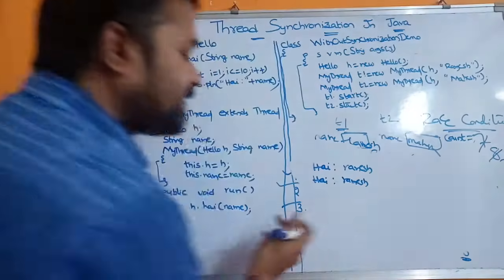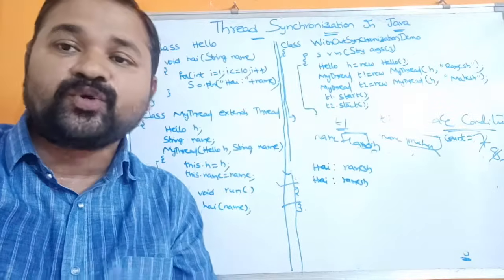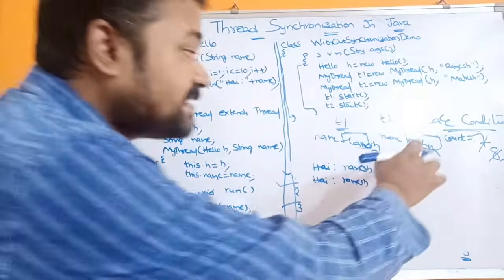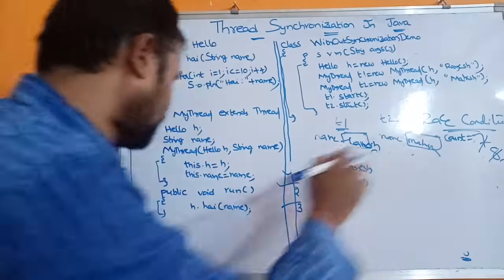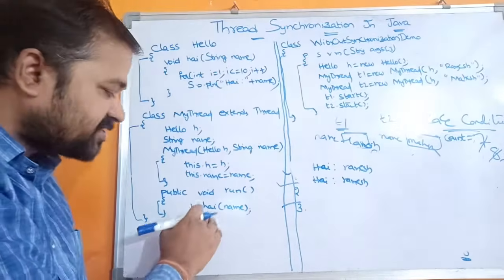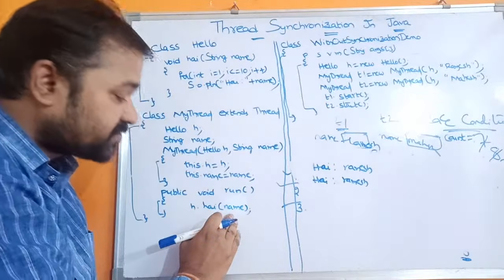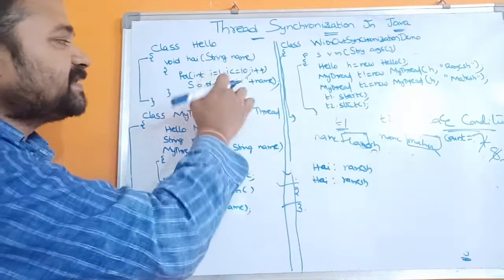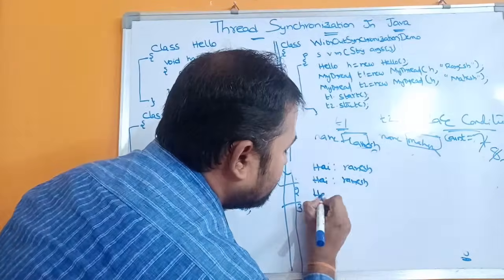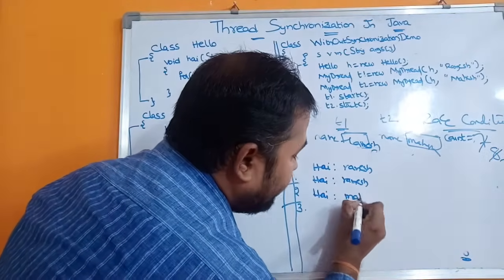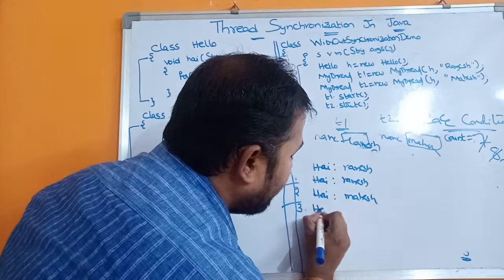Next, let us assume that the CPU starts executing the second thread. What is the name in the second thread, T2? Mahesh. So now the run method will be called, h.hi(name) with Mahesh. Control goes to the hi method. So for int i = 1, i <= 10, "hi: Mahesh" will be printed. Next, "hi: Mahesh" will be printed.